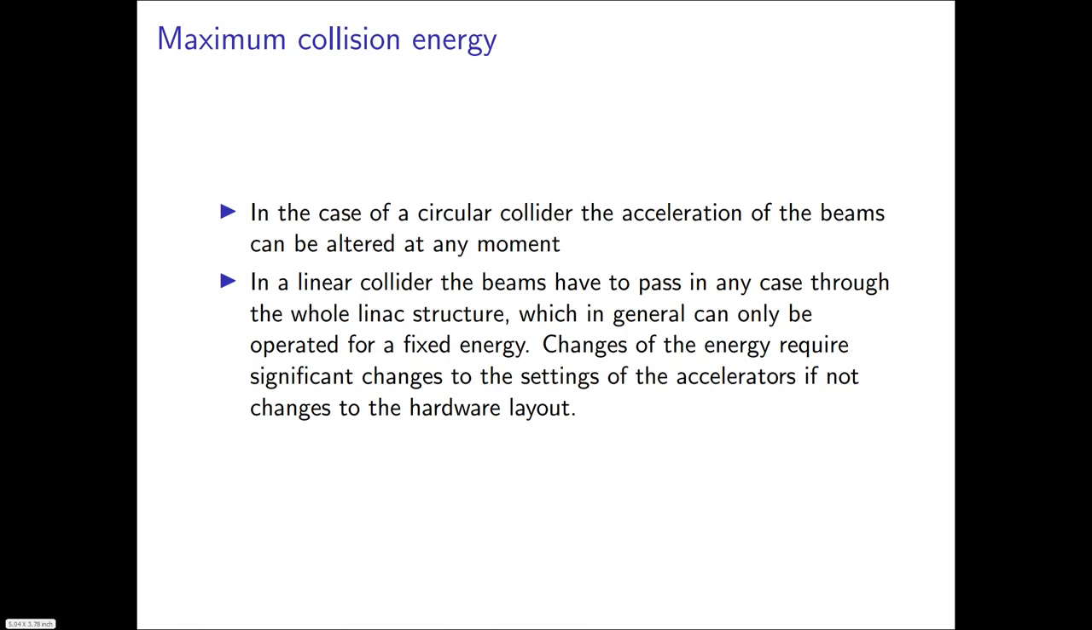So in a linear accelerator, if you want to change the energy or the luminosity, it has to be done before starting the experiment. And also, if we want to push the energy to double the amount of what is planned for, we may need to change the whole experimental setup, the whole hardware itself. So circular colliders are mostly preferred. Next one.